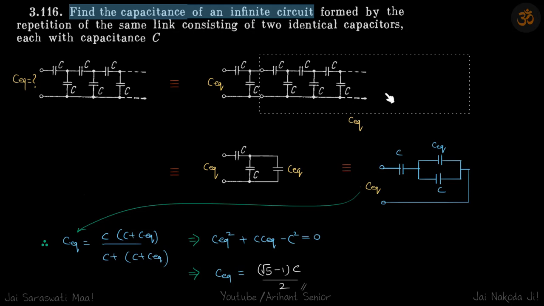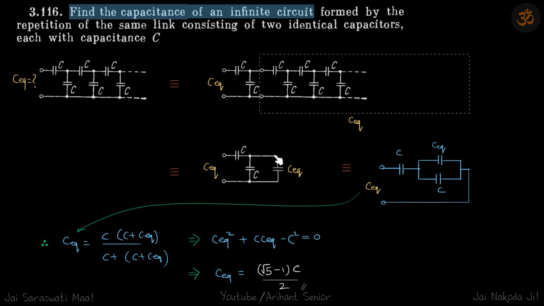So you can see that this part within the border is similar to this whole thing, right? Which means across these 2 points, the capacitance is again C equivalent. If you isolate this part and see it separately, that is similar to this part because it's repetition. So this whole part again I can write as C equivalent. So I can replace this circuit in this form.